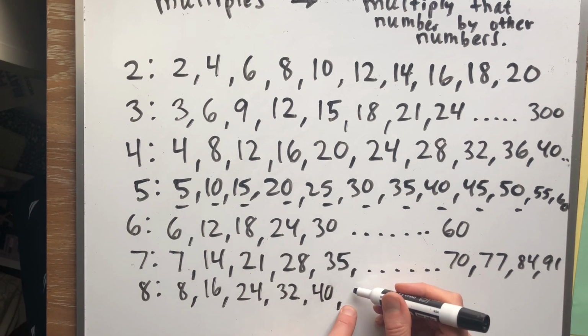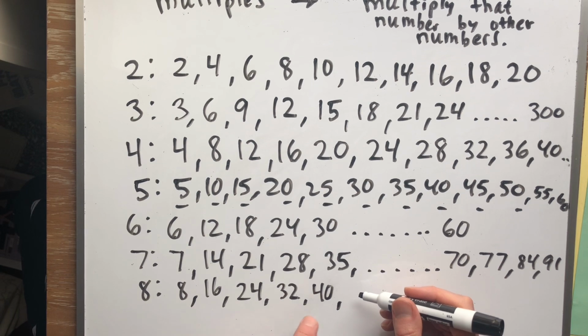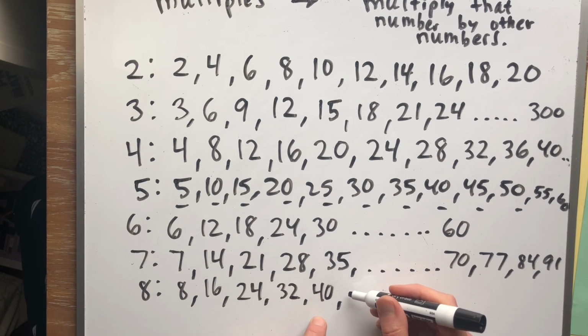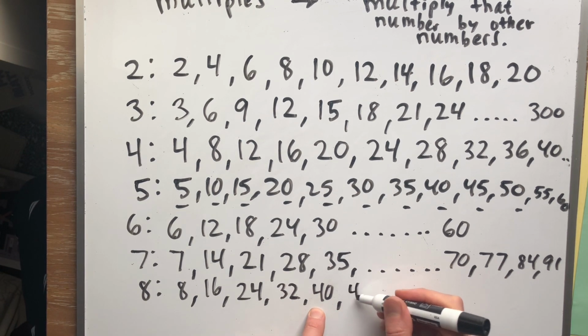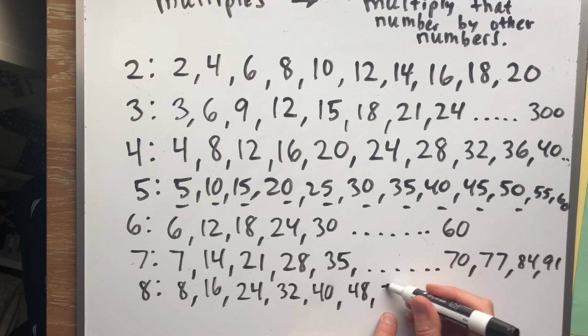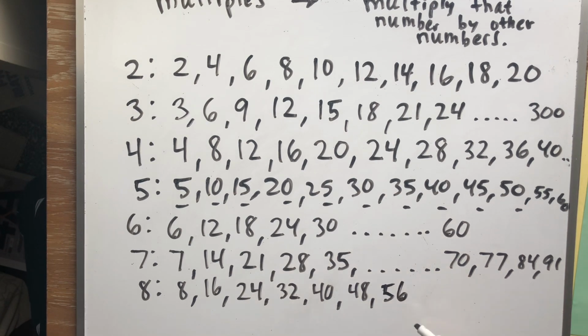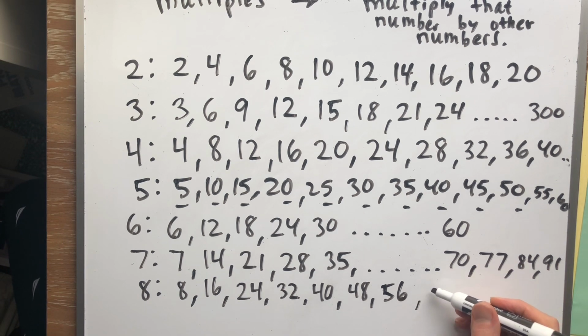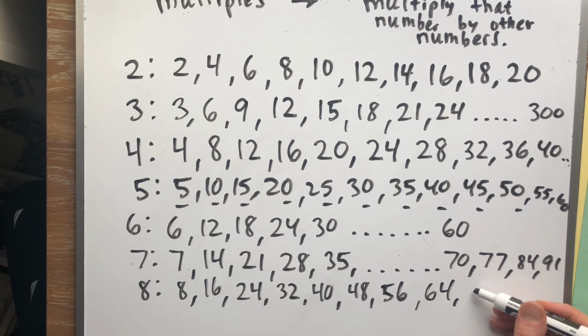Next one, skip counting by 8. 8, 16, 24, 32, 40. Well, what's one more 8 than 40? It's 48. That's 1, 2, 3, 4, 5, 6 8s. 8 times 6. But what's 8 times 7? 56. 8 times 8, 64. 8 times 9, 72. 8 times 10 is 80.